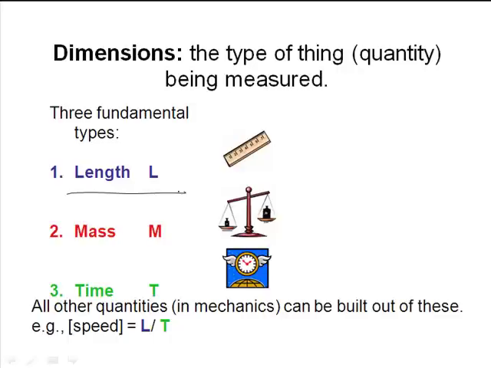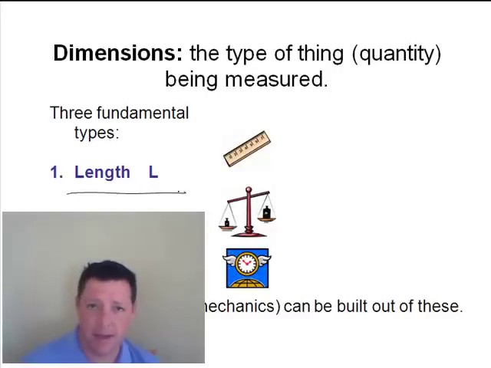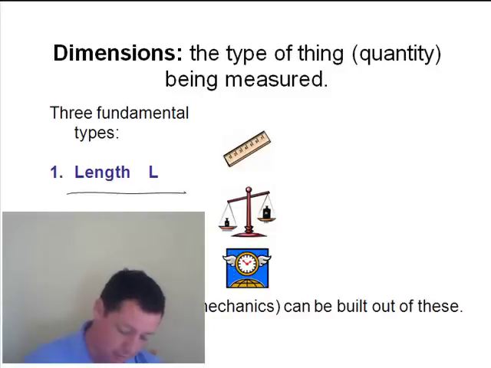However, there are other quantities we can measure that are combinations of these different dimensions. For example, if I want to measure a speed, well, when you drive on the freeway, you know your speed is measured in miles per hour. Well, that's a distance, a length, miles, divided by a time, hours. So speed, in fact, is measured in length over time.